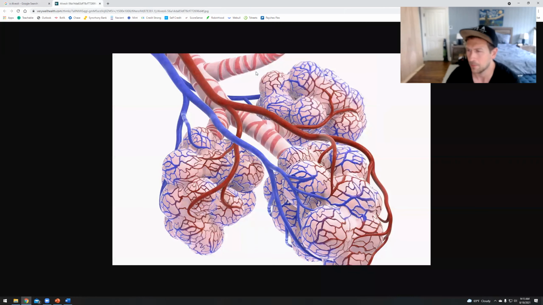A bronchus is like a big tube, a bronchiole is like a small tube, in the same way that an artery was a big tube and an arteriole was a small tube, or a vein was a big tube and a venule was a small tube. So bronchi to bronchioles, and then eventually they end in these interestingly shaped sacs. Like I said, they kind of look like popcorn.